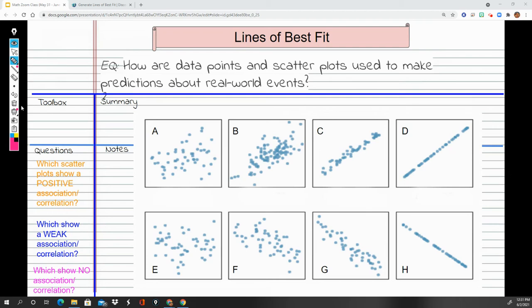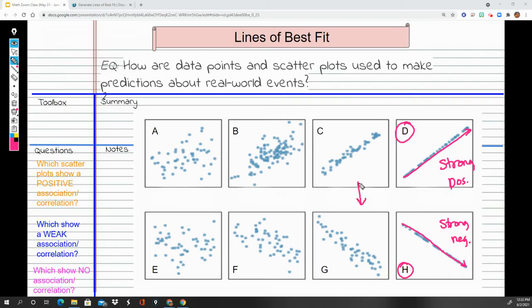What about strong correlations or associations? Which ones have strong ones? Yeah, if you said D or H, these are as strong as it gets. I mean, these virtually form their own line. That's a little off, obviously. But these form their own line just about. They're so strongly associated. So this would be, again, a strong positive and then a strong negative.